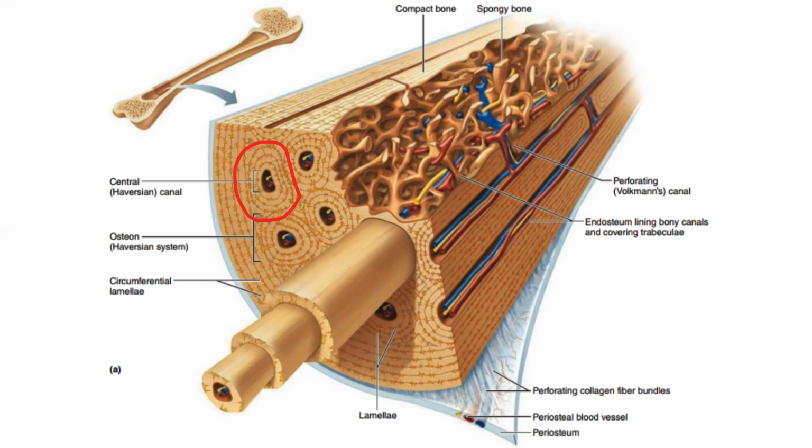These lamellae are nothing more than collagen fibers. So these collagen fibers, the circumferential lamellae, wrap around multiple osteons, and inside there are a few interstitial lamellae. You can see the periosteum here, you can see the neurovascular bundle here, and there are horizontally running blood vessels into the canal. They are called perforating canals or Volkmann's canals.